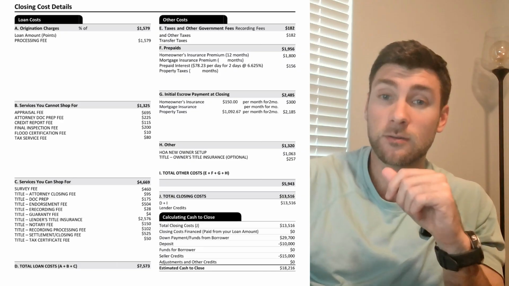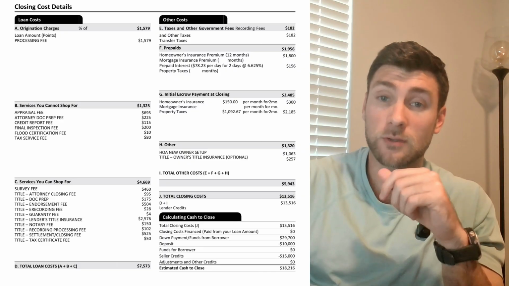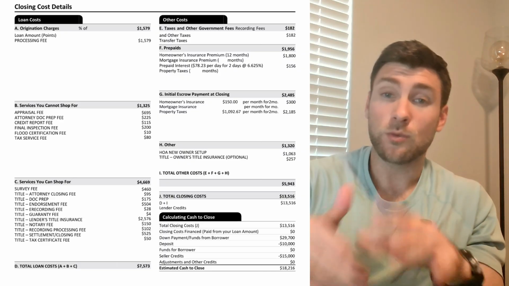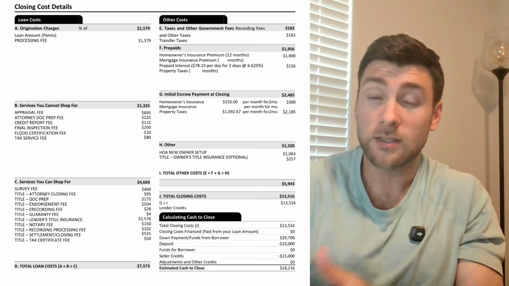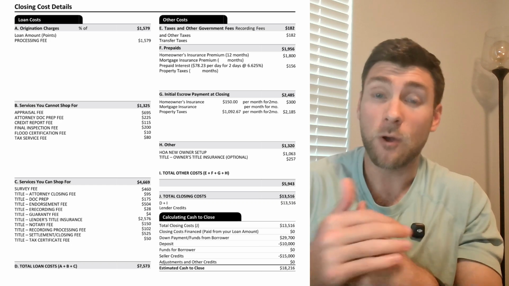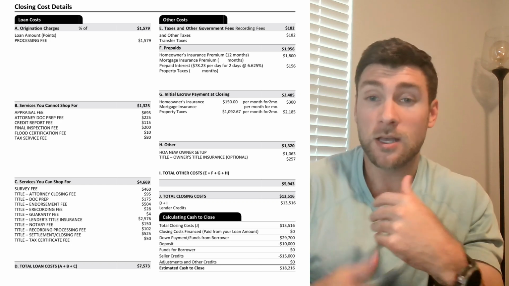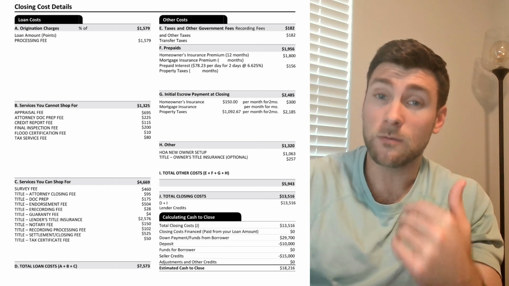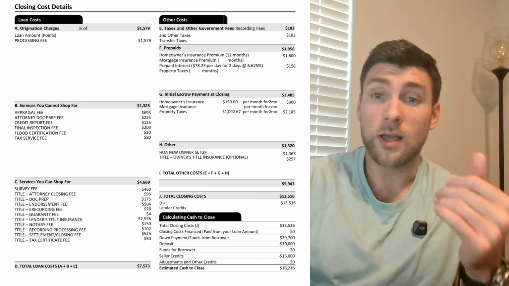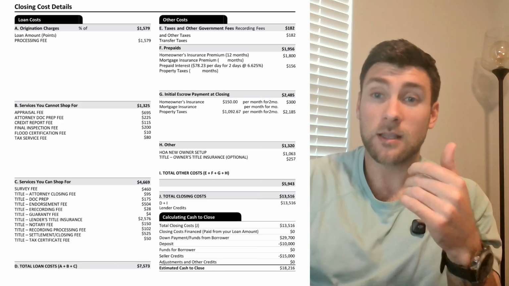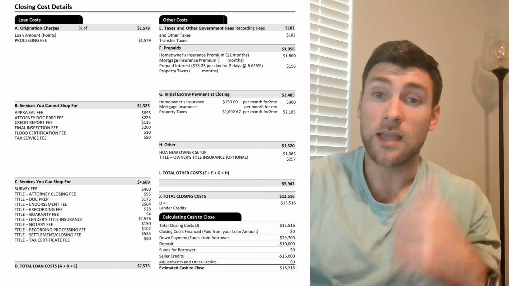Prepaids always include 12 months of homeowners insurance. And like I said, we won't know how much that insurance will be until we get into the loan process and we start shopping around for homeowners insurance companies. So that's why it's an estimate. And then once you, the borrower, find the company that you choose, then we'll have an exact number. But for now, for example, this 1800, that's just an estimate.